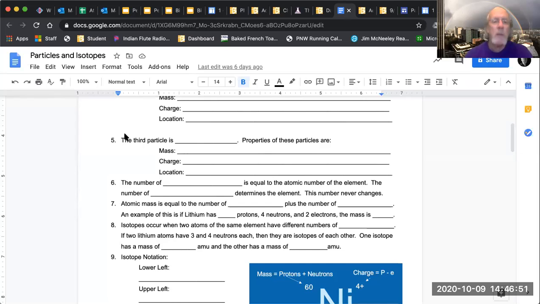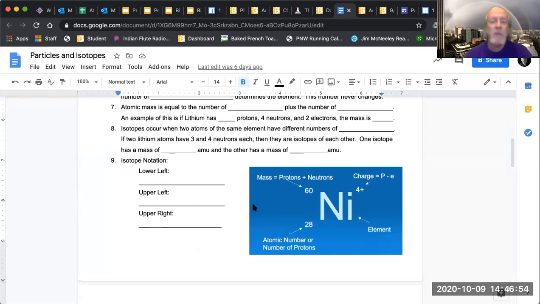All right, so if I go back over to our other screen, and I'm giving you some of these. So our notation at the lower left, I've diagrammed this for you, is the atomic number or the number of protons. Ni is nickel. Upper left, mass is equal to protons plus neutrons. So if I subtract these two, I would get the number of neutrons, in this case 32. Charges up here, we'll deal with that one later. So in the lower left is number of protons or atomic number. Upper left is the mass. Upper right is the charge.